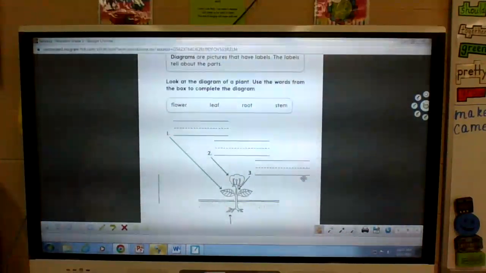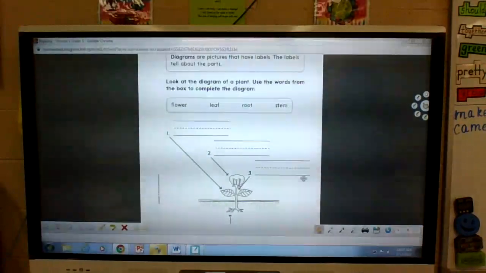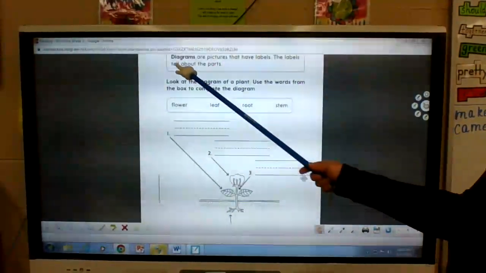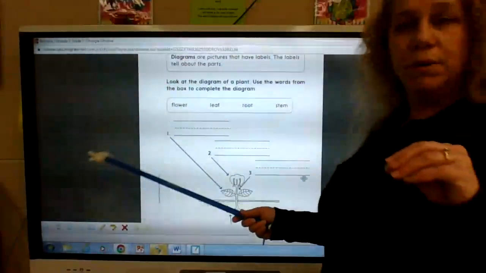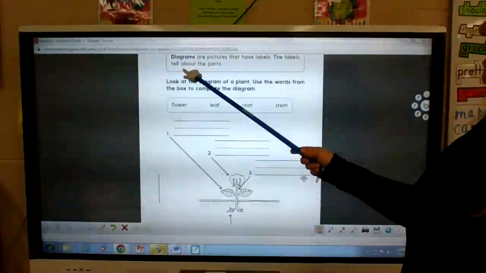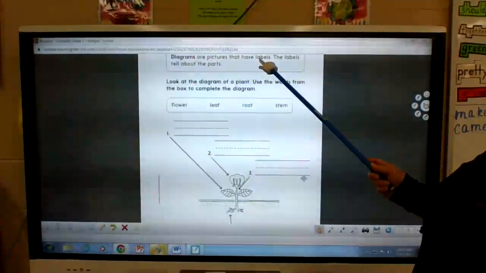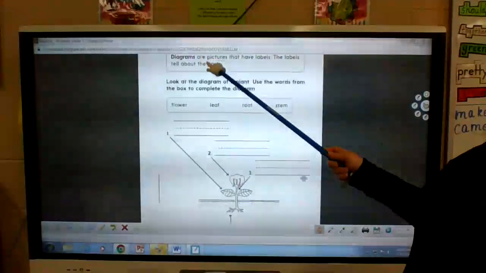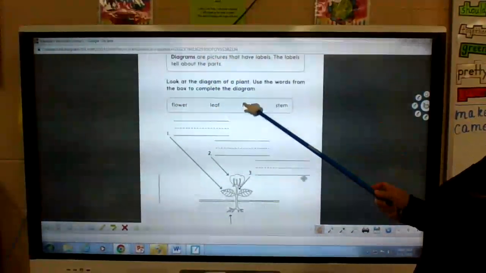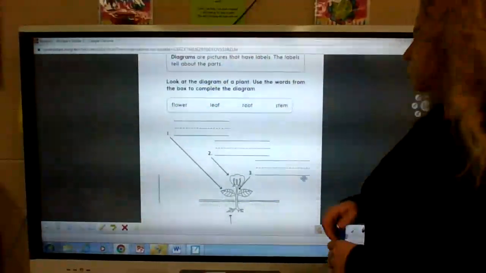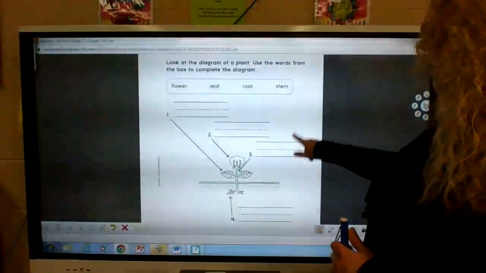So this is the one you need, this page. Okay, and it says diagrams. That's bold because that's an important word. Diagrams are pictures that have labels. The labels tell about the parts. So these are our labels that we're going to use to tell about the parts of the plant.